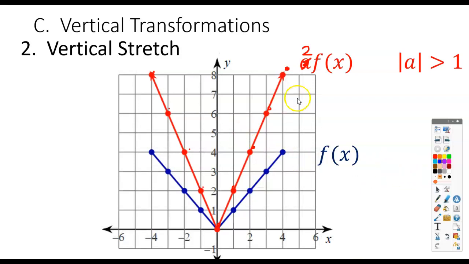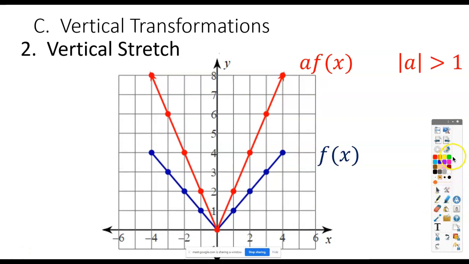Okay? Notice that the graph has the same width. It still goes from x equals -4 to x equals +4. So I didn't change the width of the graph, but notice that the graph did get taller. So that's a vertical stretch. All the x values stayed the same, but the y values got farther away from the x-axis because they all got doubled.